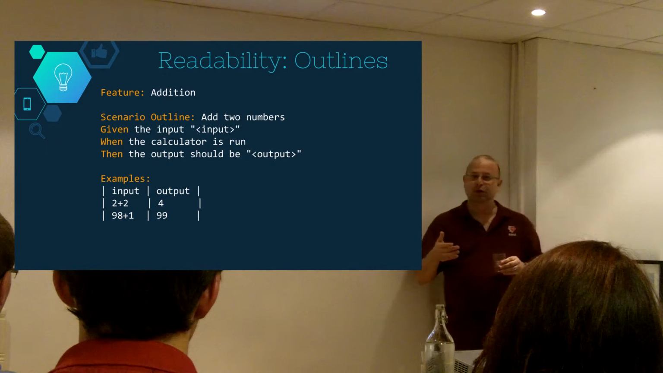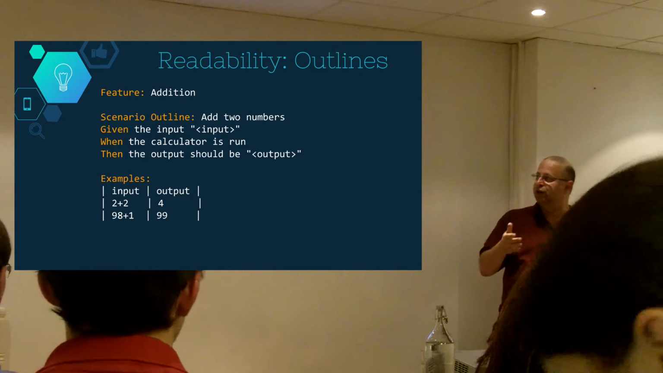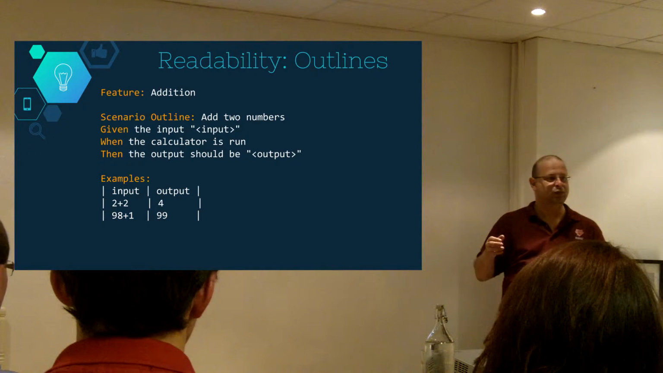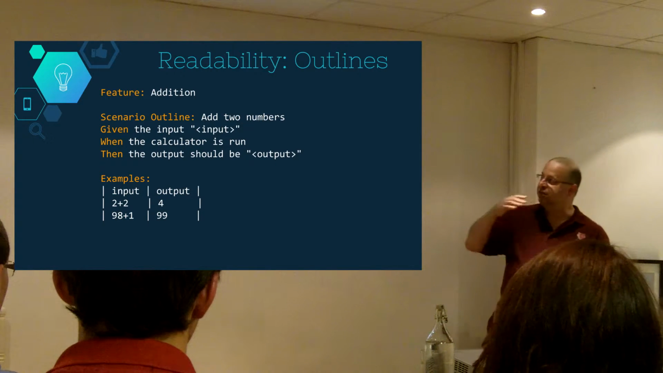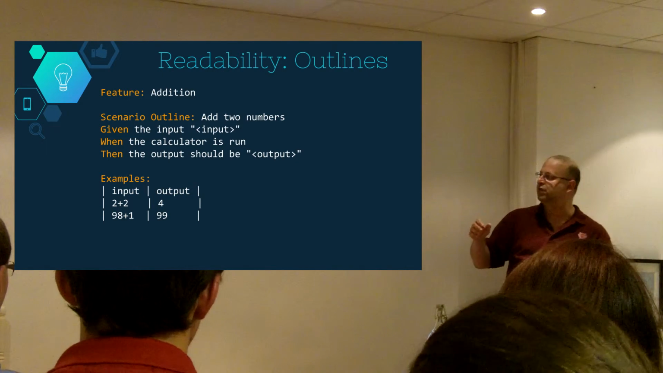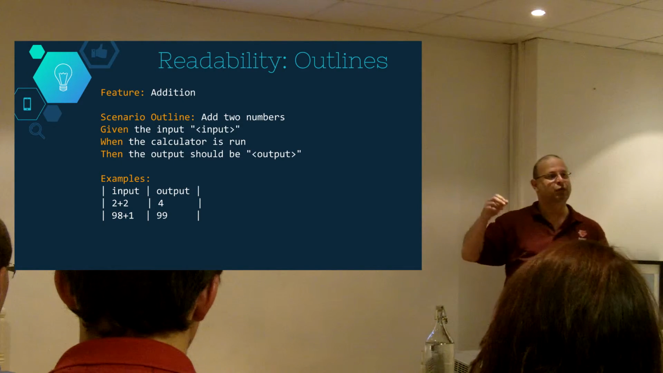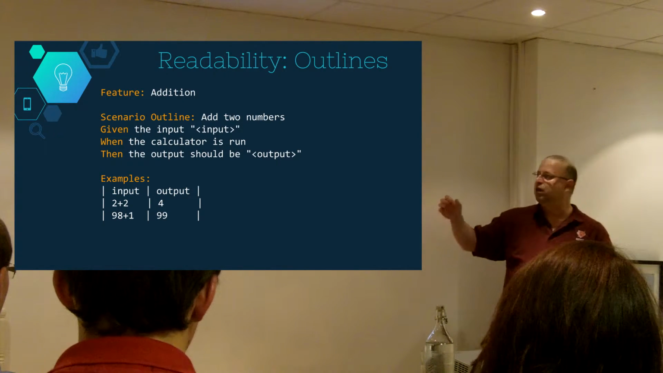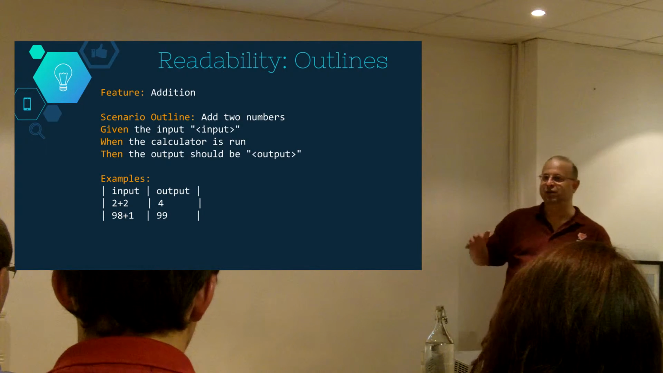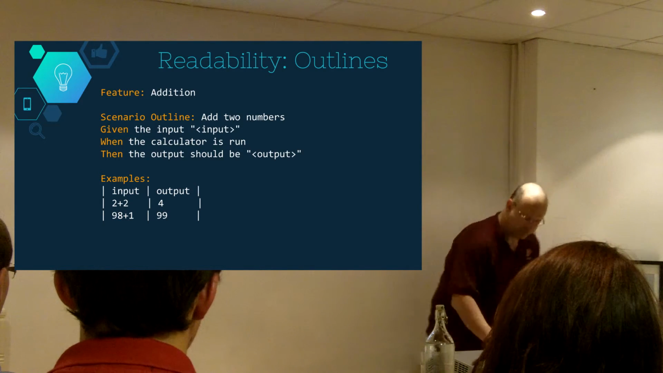Scenario outlines is another good thing that we can use with BDD. If we have a scenario that involves different kinds of parameters, we can parameterize it with a scenario outline. So in this case, instead of having a separate scenario that takes an input of 2 + 2 and gives an output of 4, and another scenario that takes an input of 98 + 1 and gives an output of 99, we have one simple scenario that takes a number of parameters. So again, it makes it easier to read. And actually it's much easier to run as well.